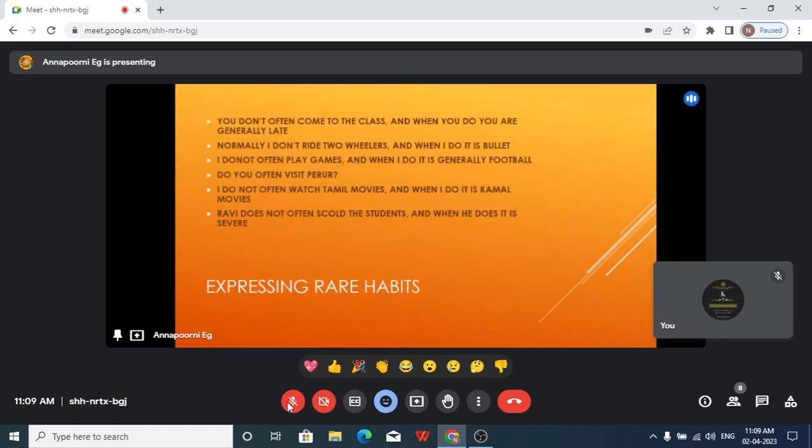So here, what is the person telling? I do not often watch Tamil movies. So the person is telling that he does not often watch Tamil movies. He might be interested in watching some other language, but he also says, and when I do, it is Tamil movies. So it means that watching Tamil movies is a very rare thing in his life. But if he watches, then that will be only Kamal Hassan's movie. So this is a rare habit that the person is expressing.